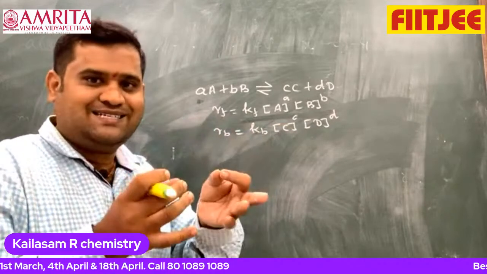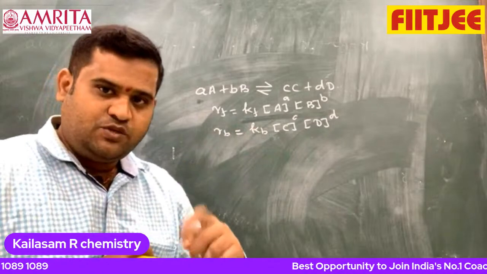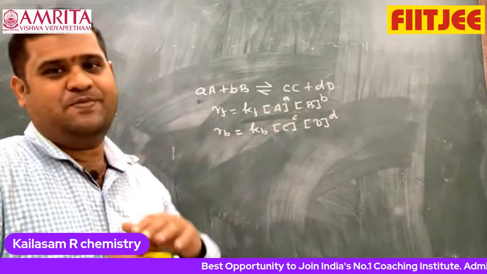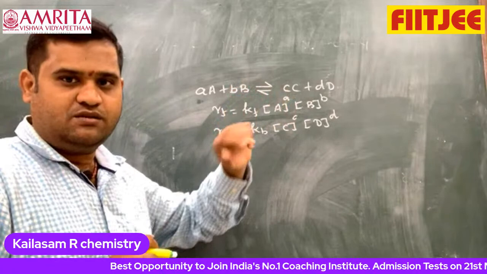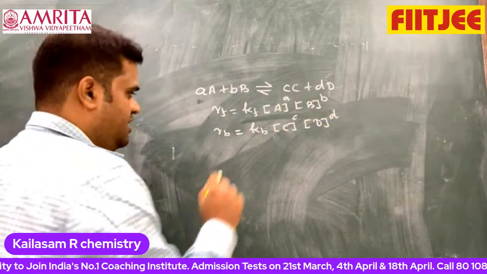Once the reaction attains equilibrium, equilibrium means a reversible process. Reversible process means the system and surroundings are both at equilibrium. That means the rate of forward reaction is equal to the rate of backward reaction. Therefore I can write it.